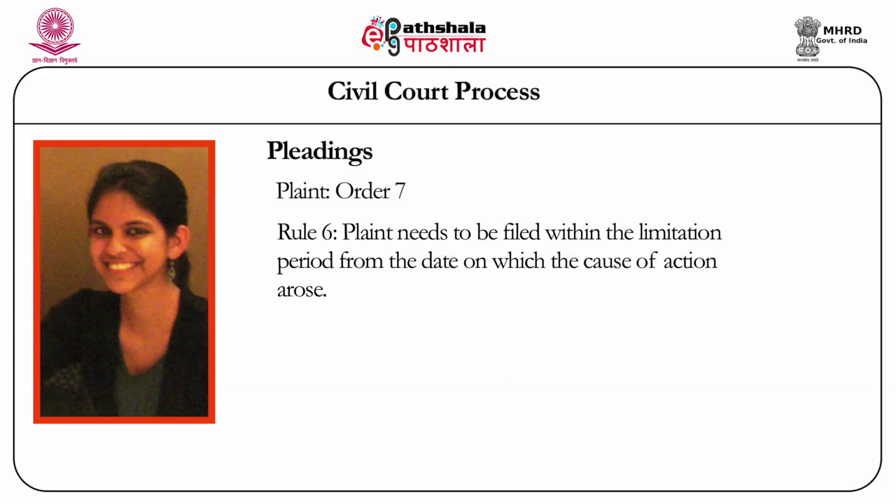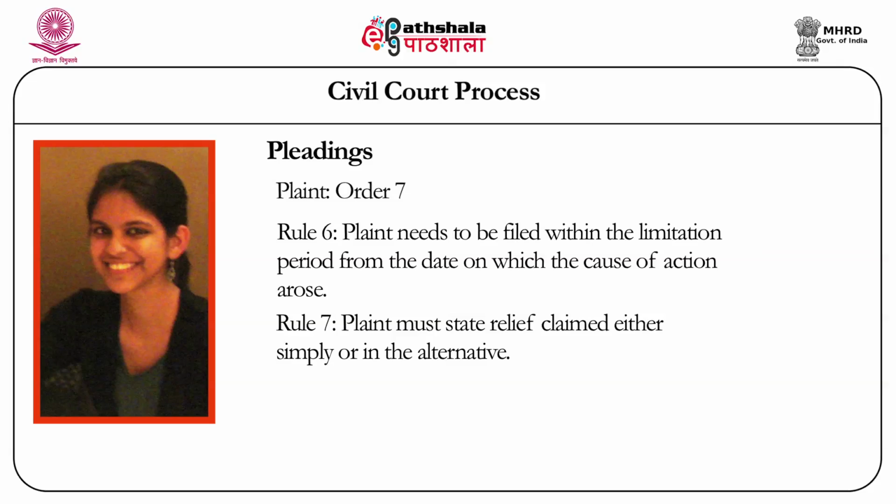Where the suit is barred by limitation, the plaintiff must show the ground upon which exemption from the law of limitation is claimed. The general rule laid down in Section 3 of the Limitation Act is that every suit filed after the period of limitation shall be dismissed, and the statute does not contain any provision for condonation of delay in filing a suit. Every plaint must specifically state the relief claimed by the plaintiff, either simply or in the alternative. Where the relief is founded on separate and distinct grounds, they should be stated.